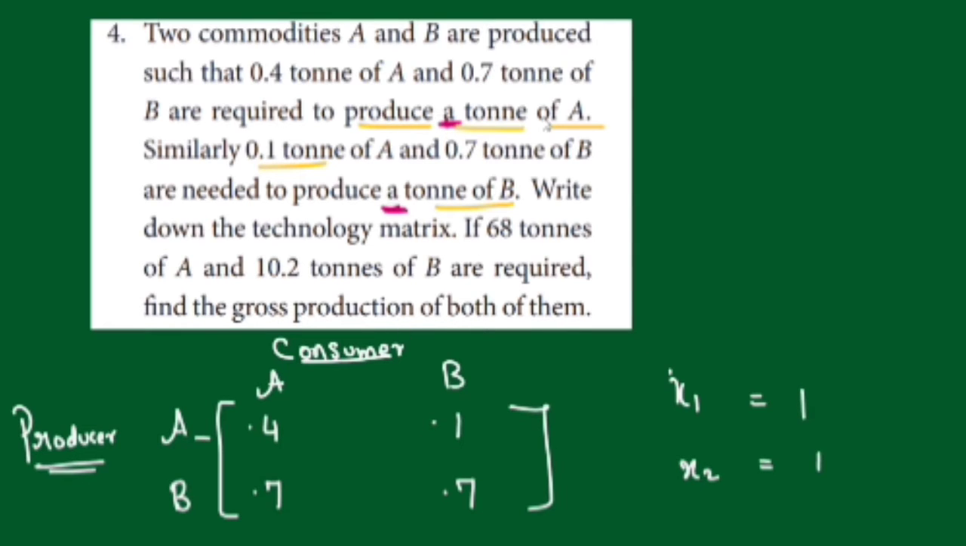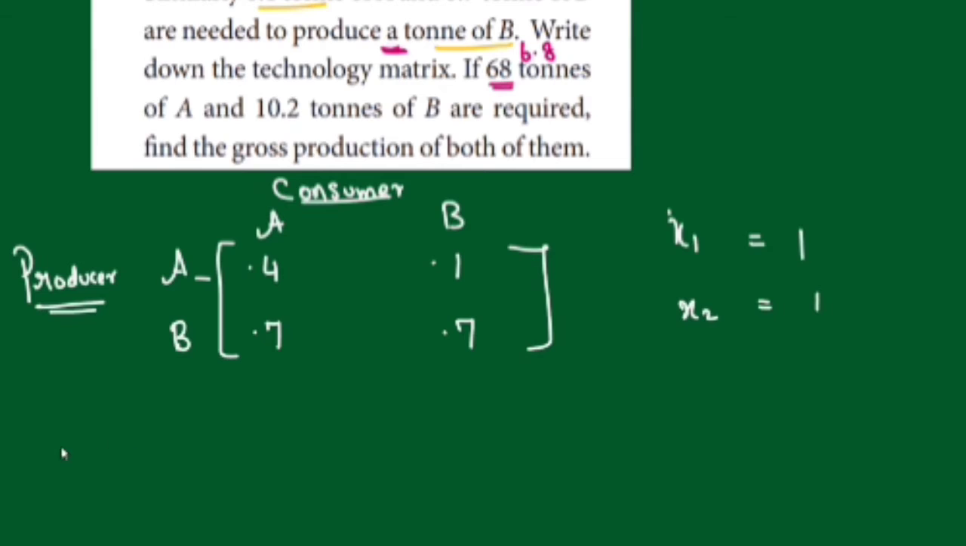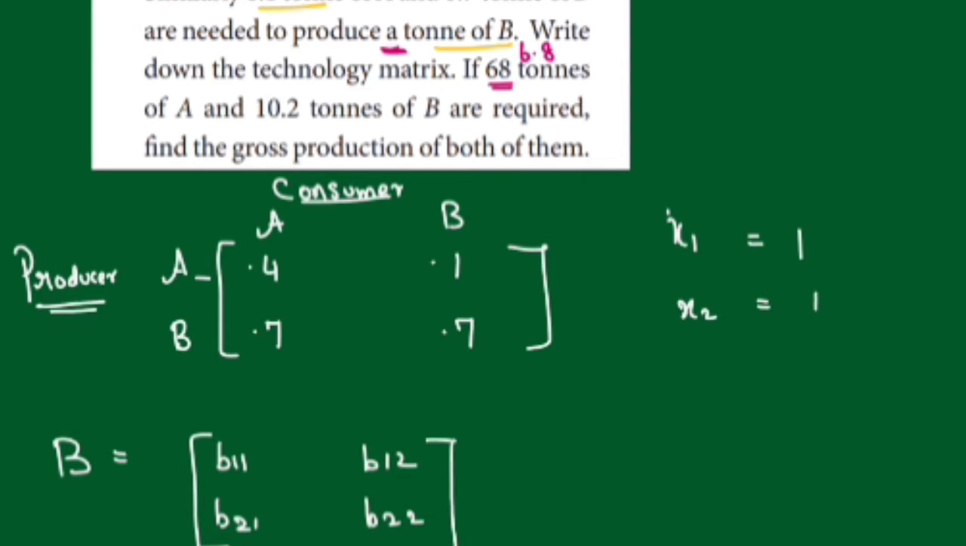Now let us write the technology matrix. Before that, change the 68 tons in your book also, change it to 6.8. You cannot have 68 here and only 10 here. So let us take it like that. And now let us write the technology matrix. The technology matrix is the B matrix. Step 1 is you have to write the technology matrix. The technology matrix is B11, B12, B21, B22.